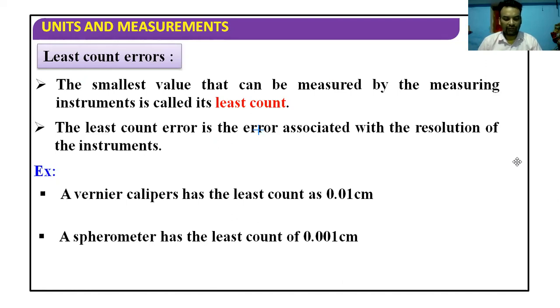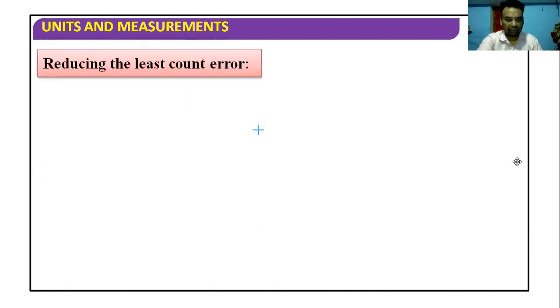So let me take an example. If a vernier caliper has the least count as 0.01 centimeter, means the minimum reading which we can find on the vernier caliper is 0.01 centimeter. Similarly, if a spherometer has the least count of 0.001 centimeter, then we will take this as the least count.